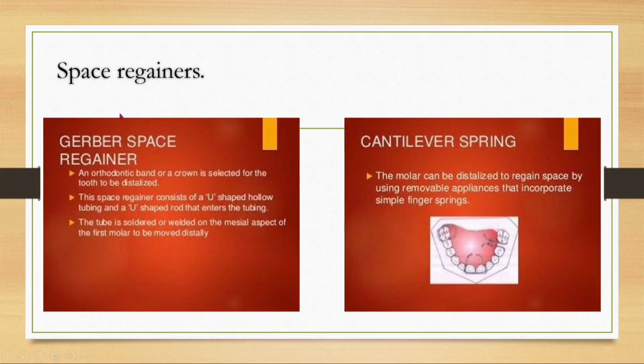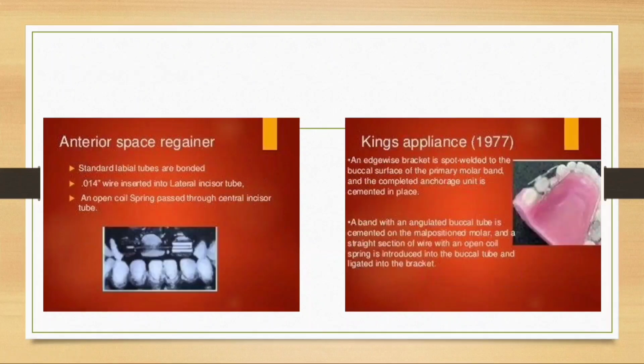So what are space regainers? They regain the space: the Gerber space regainer and the cantilever spring. The Gerber space regainer uses an orthodontic band or a crown selected for the tooth to be distalized. This space regainer consists of a U-shaped hollow tubing and a U-shaped rod that enters the tubing. The tube is soldered or welded on the mesial aspect of the first molar to be moved distally. Whereas with a cantilever spring, the molar can be distalized to regain space by using removable appliances that incorporate simple finger springs.